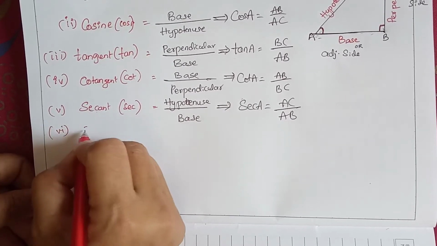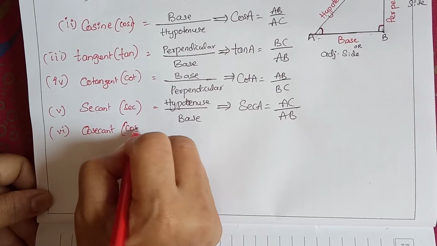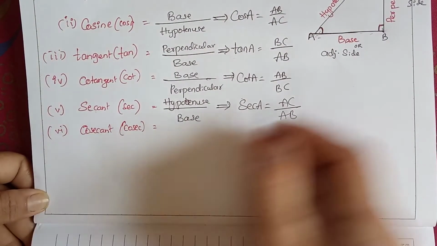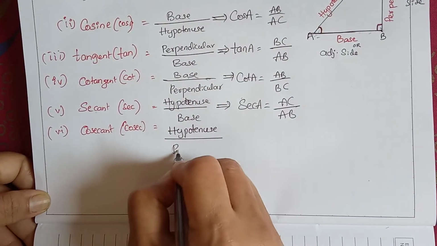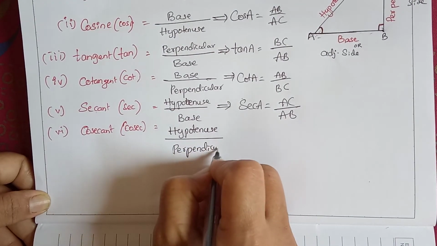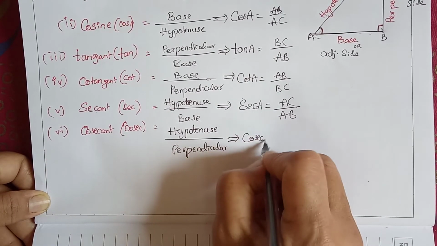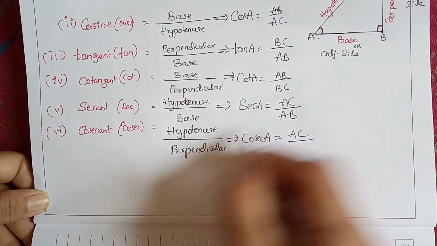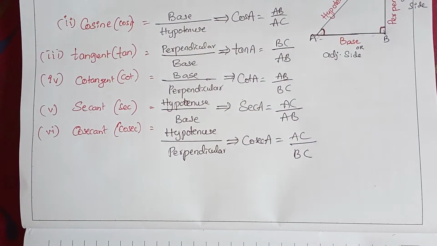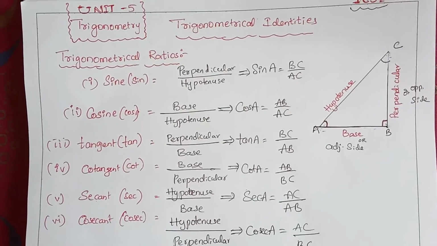Cotangent, secant, and the sixth one, the last one, cosecant. What is that? Cosec. Cosec is what? Hypotenuse by perpendicular. Cosec A is equal to hypotenuse AC by perpendicular BC. Okay, children? Yes, these are just definitions I revised here.